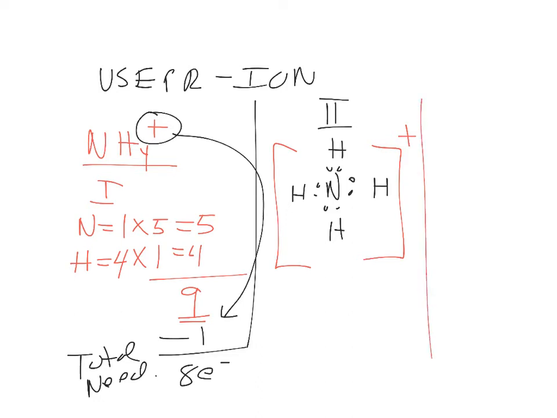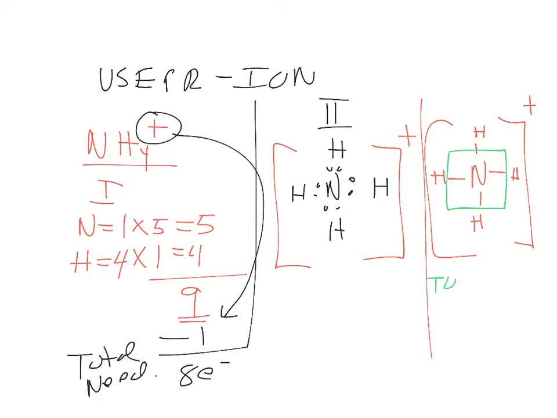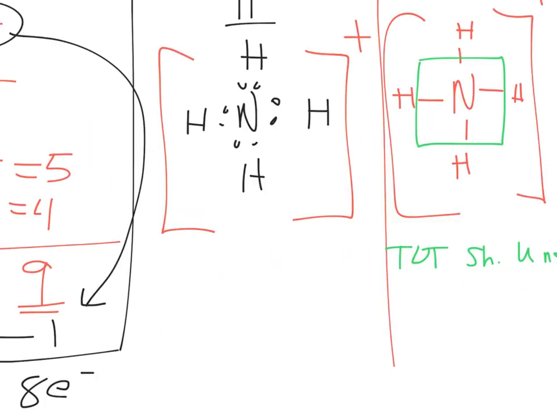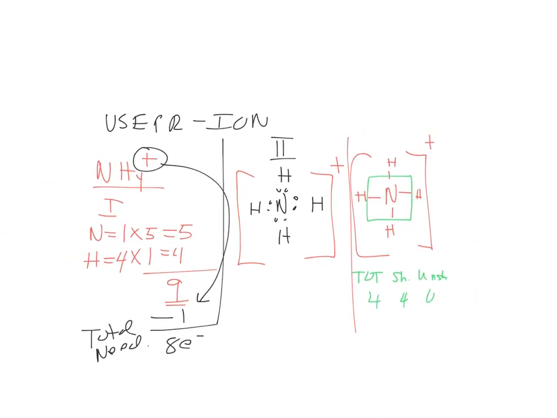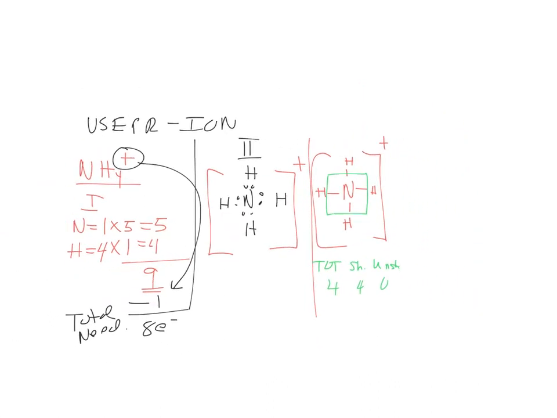In panel 3, we're going to clean that up a little bit. Bracket with the plus sign. And we're going to go around the central atom again for the total, shared, and unshared. We can see that this is a 4-4-0, which is a tetrahedral.